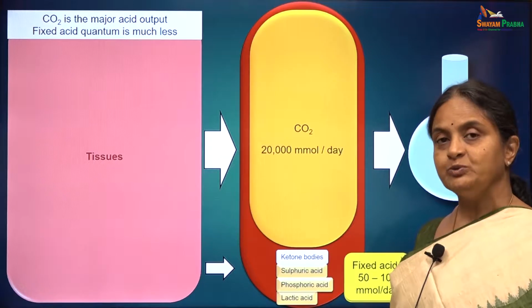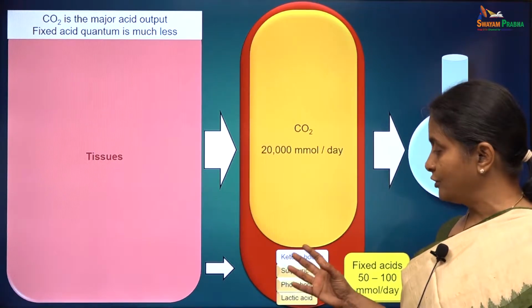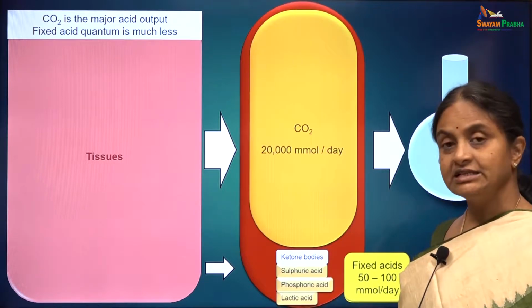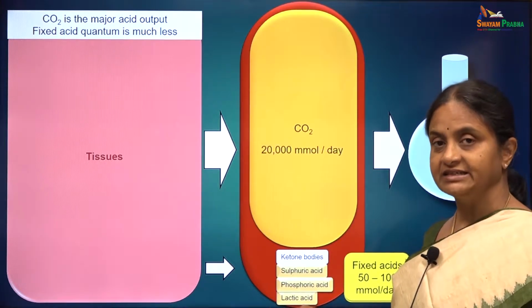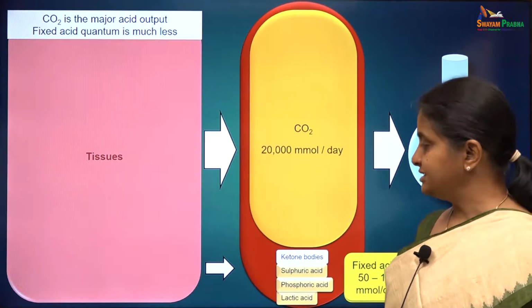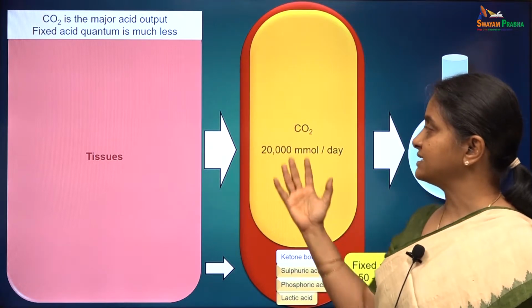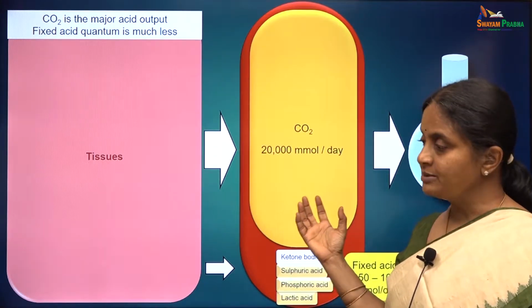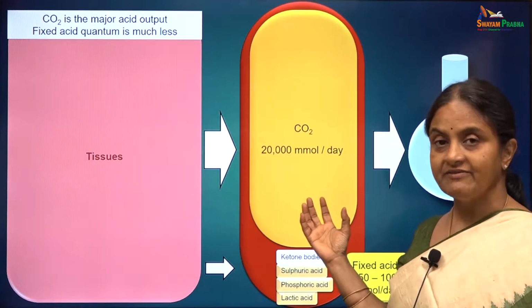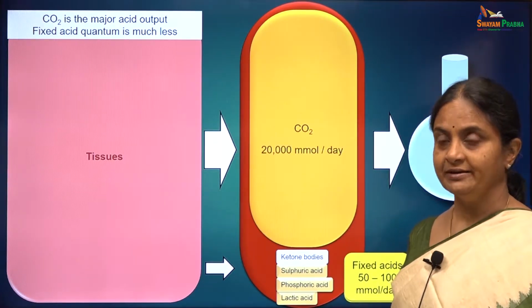The lungs as well as the kidney participate in the process of not only buffering the fixed acids but also eliminating the acidity. In this session, we will consider what happens when fixed acids are released into blood. How is the blood pH maintained at 7.4 even though fixed acids are added to blood?